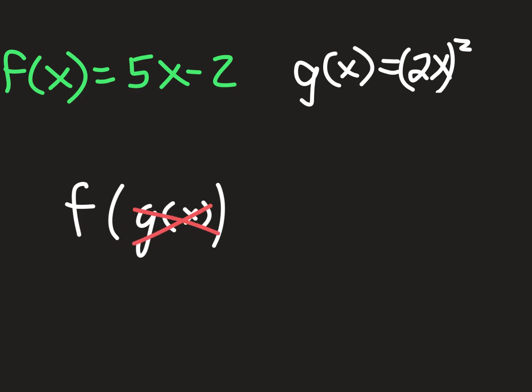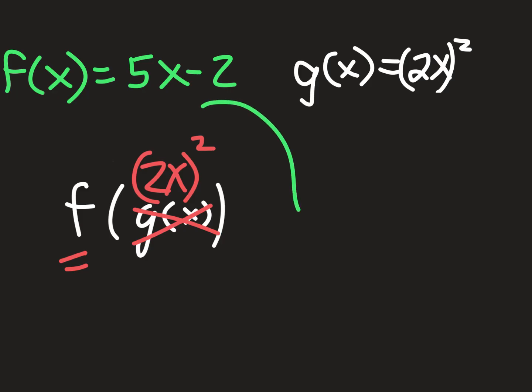G of x is 2x quantity squared. See, that's what g of x is. Now you got to put that into the f function. F is eating a 2x quantity squared.